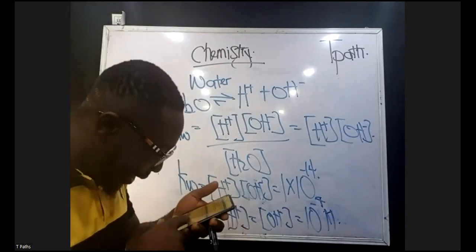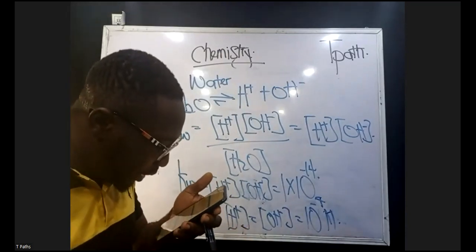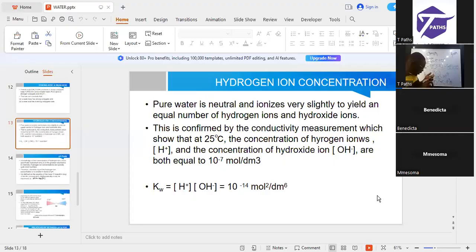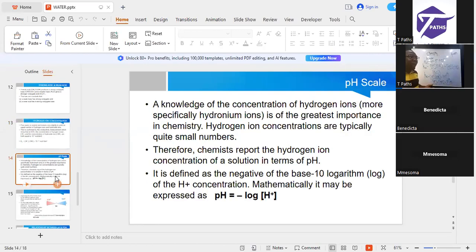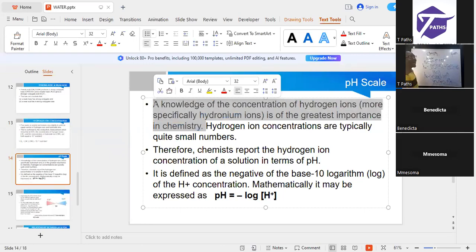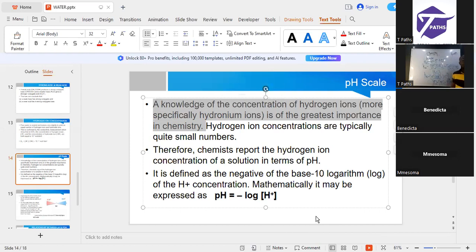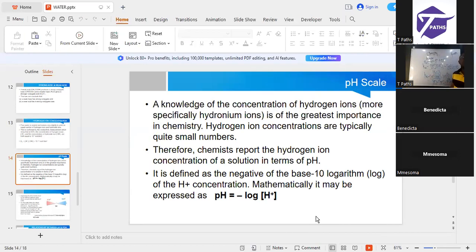And you can see in the slide clearly that a knowledge of the concentration of hydrogen ions, more particularly hydronium ions, is of the greatest importance in chemistry. That is why a scale was derived, known as the pH scale. Because will I be carrying an electrical conductivity meter? Let me tell you, no. We believe that we can make this a constant, a standard.